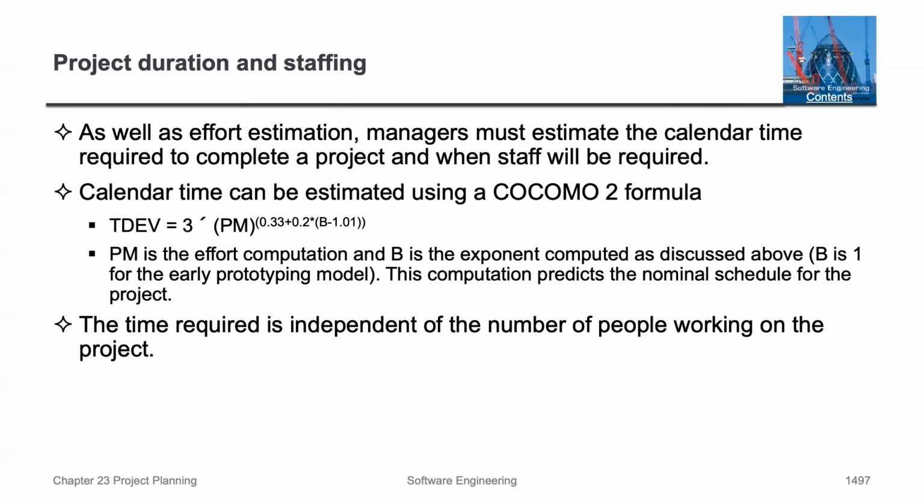For project duration and staffing, as well as the effort estimation, managers must estimate the calendar time required to complete a project and when staff will be required. And so the COCOMO 2 formula can be used. And here is an estimation of what that would be like. The time required is independent of the number of people working on the project.